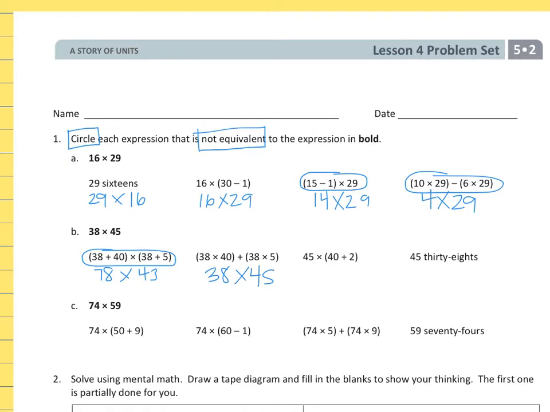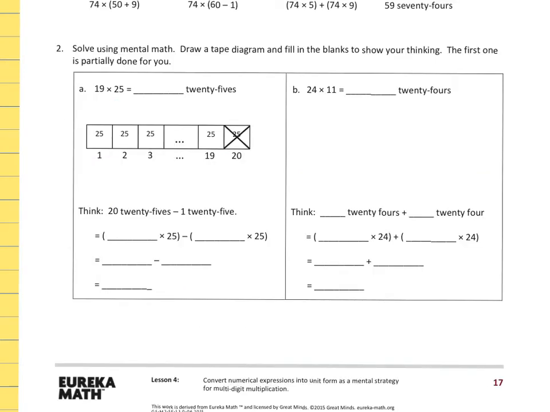All right, next one, we had 45 times 40 plus 2, so that would be 45 times 42, and that would not be equivalent. And the last one is 45 38s, or if we wrote that out as a multiplication expression, that would be 45 times 38. And so that is the reverse. The numbers are swapped around, so that would give us the same answer, so those are equivalent. So let's move on to number 2.